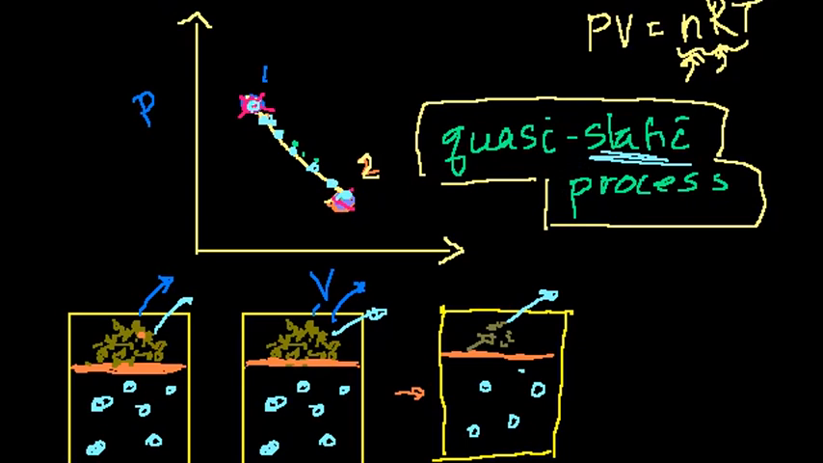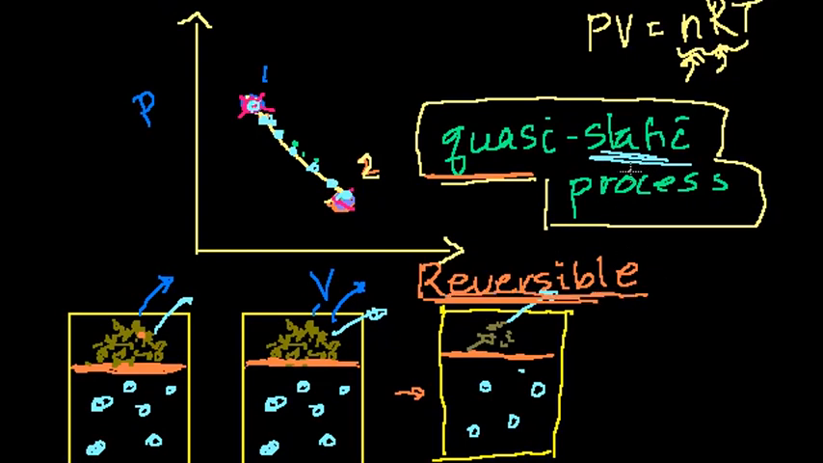Now, there's another term that you'll hear in thermodynamic circles that I had trouble comprehending the first time I heard it. It's called reversible. Sometimes the terms quasi-static and reversible are used interchangeably, but there is a difference. Reversible processes are quasi-static, and most quasi-static processes are reversible, but there are a few special cases that aren't.